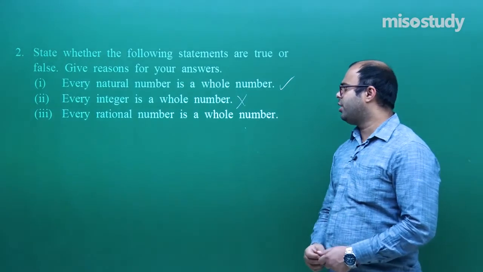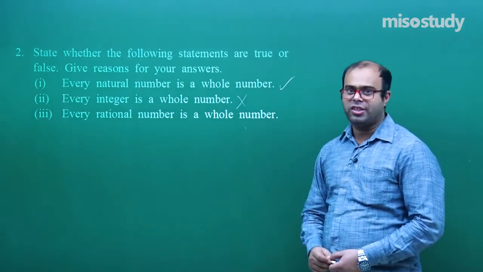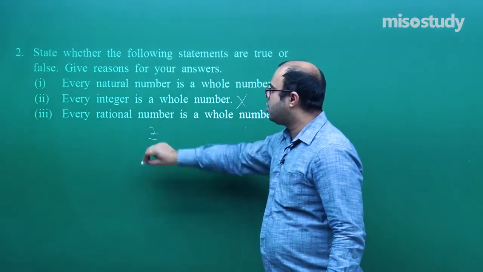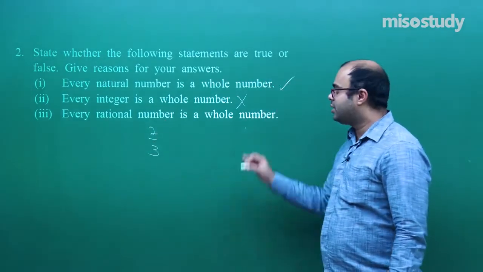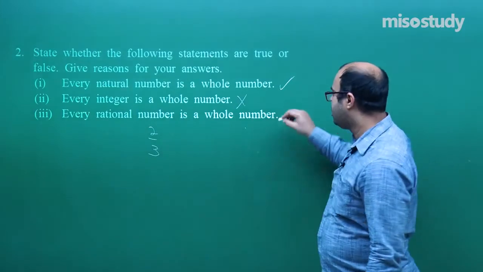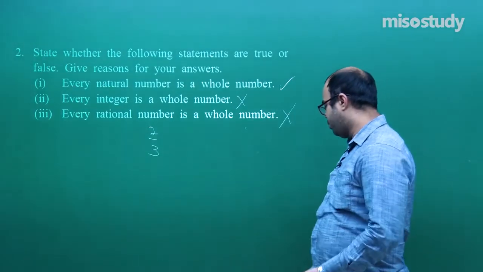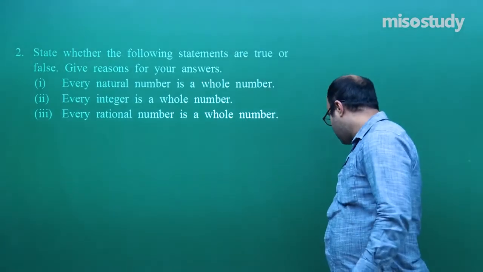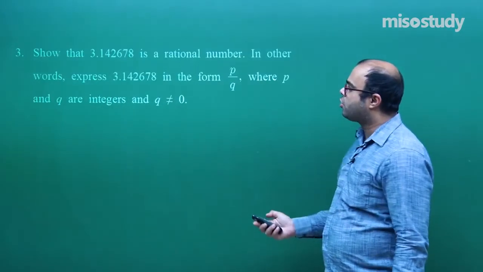Every rational number is a whole number. No, every rational number is not a whole number. Let us take 2 by 3. Is this a rational number? Yes, this is a rational number. Is it a whole number? No, it is not a whole number. So we will say this is wrong. So we have done the second question. Now we have the third question.